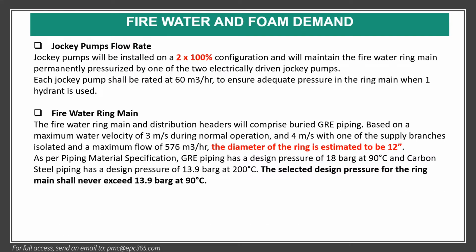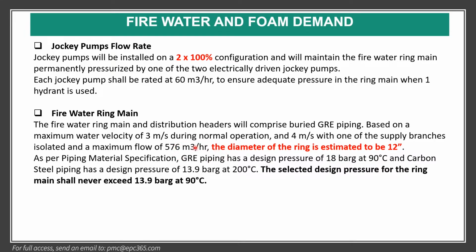For the jockey pump, normally the jockey pump is for pressurization of the system. Normally we take it to 100% and about 60 cubic meter per hour. And the fire water ring main is based on the maximum water velocity of 3 meter per second.